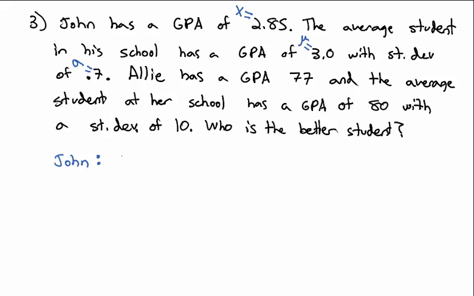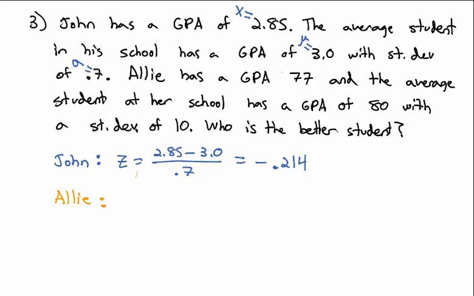So John's z-score is 2.85 minus mu, which is 3.0, divided by the standard deviation of 0.7. 2.85 minus 3 is negative 0.15. Divided by 0.7 is negative 0.214. So he's 0.214 standard deviations below the rest of his class. What about Allie?